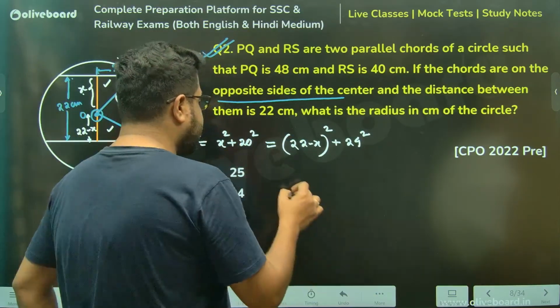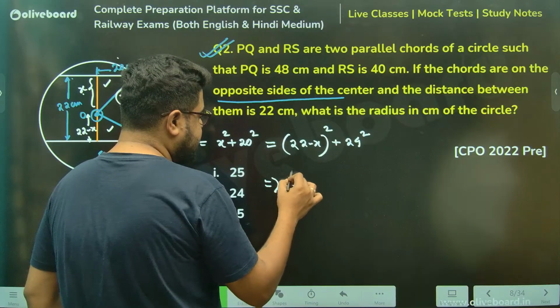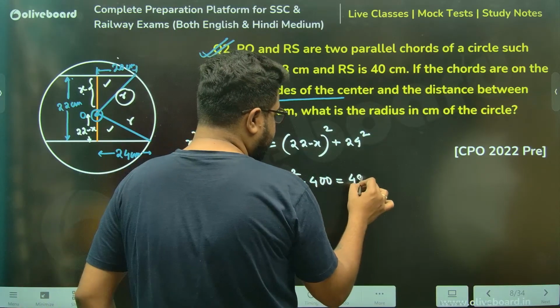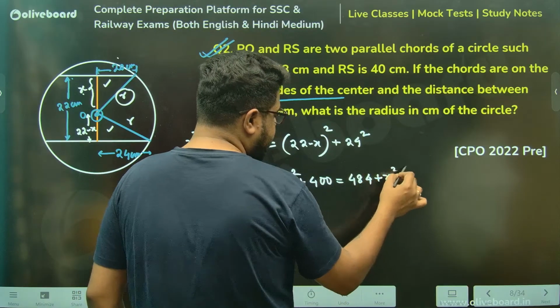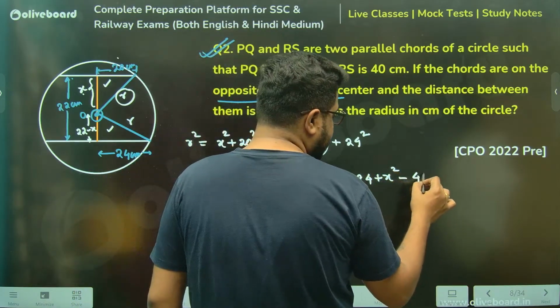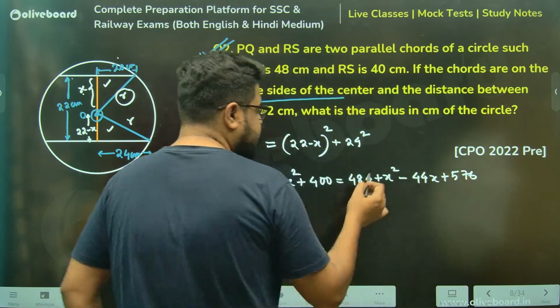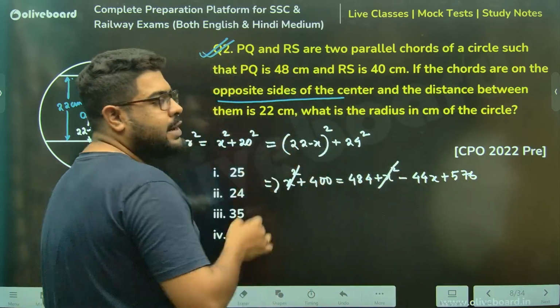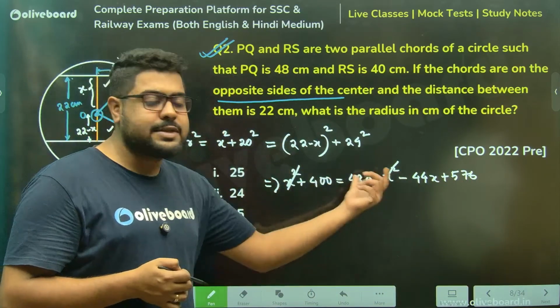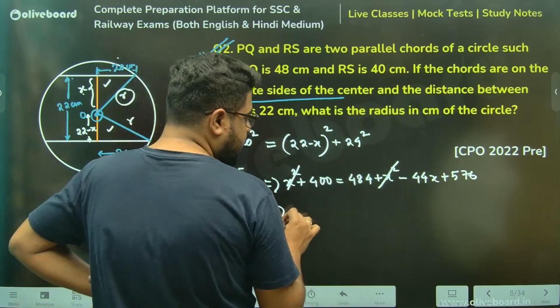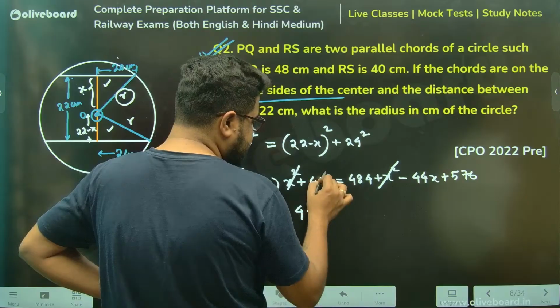So, let's calculate that. First is x square plus 400 is equal to 22 square, which is 484, plus x square minus 44x plus 24 square. Sir, this is a pseudo quadratic equation. Looks like a quadratic, but x square cancels. So from there you will say, sir, 44x. Acha, this is 84.